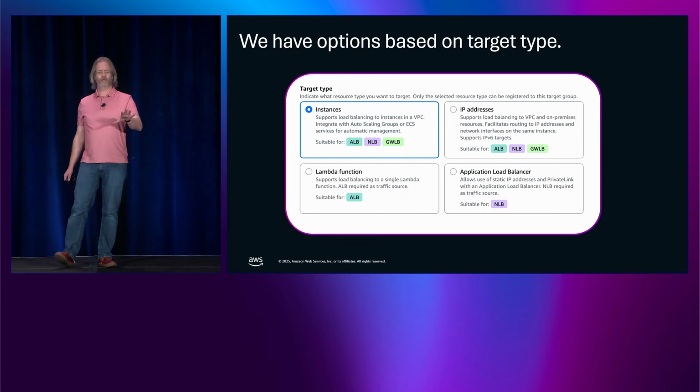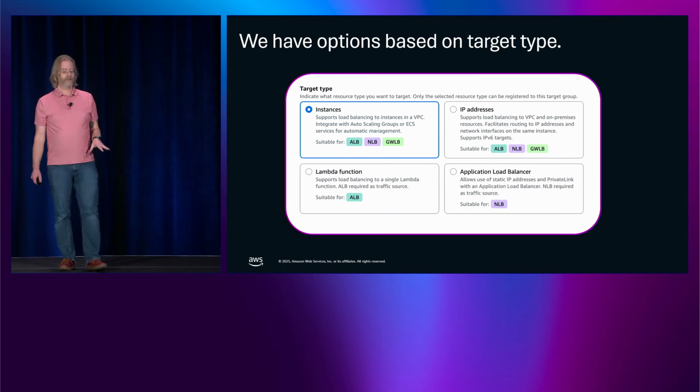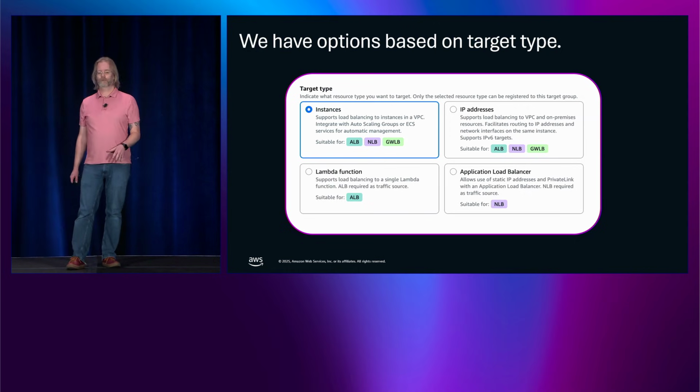Now, how many of you here are using ELBs? Good, most of you. So you get a choice, right? You get instance-based, IP-based, you get Lambda function, and then, of course, you get the application load balancer. And at the bottom, you can see, and this is exactly right off of the console, it kind of tells you which target group can fit for which load balancer.